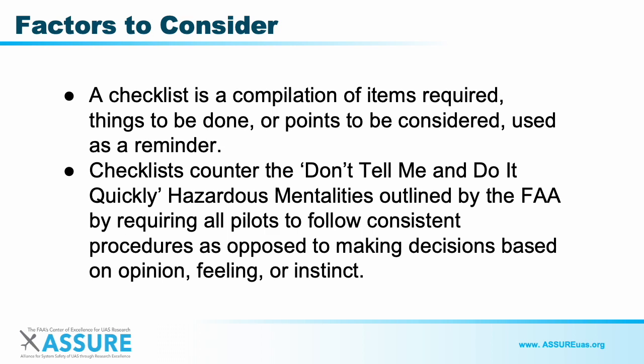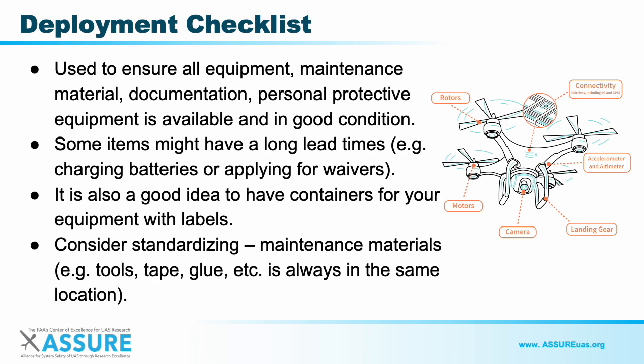There are different types of checklists available. A deployment checklist can be used to ensure all equipment, maintenance material, documentation, and personal protective equipment is available and in good condition. Some items might have long lead times, for example, charging batteries or applying for waivers. It is also a good idea to have containers for your equipment with labels. And consider standardizing the location of maintenance materials like tools, tape, and glue.